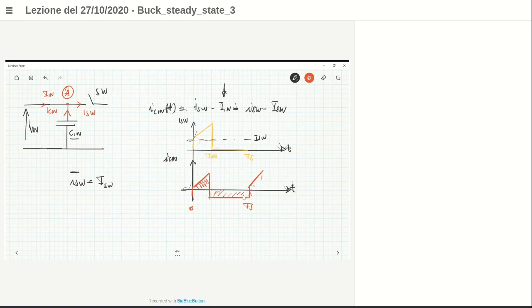In order to get the root mean square value, can we use the Kirchhoff law for the root mean square current? Can we write that the root mean square current of C in is equal to the difference between the root mean square current of the switch and the root mean square value of the input current? No, this is not possible. You just can't use the Kirchhoff current law for the root mean square, only for the average value or the instantaneous value of the current.